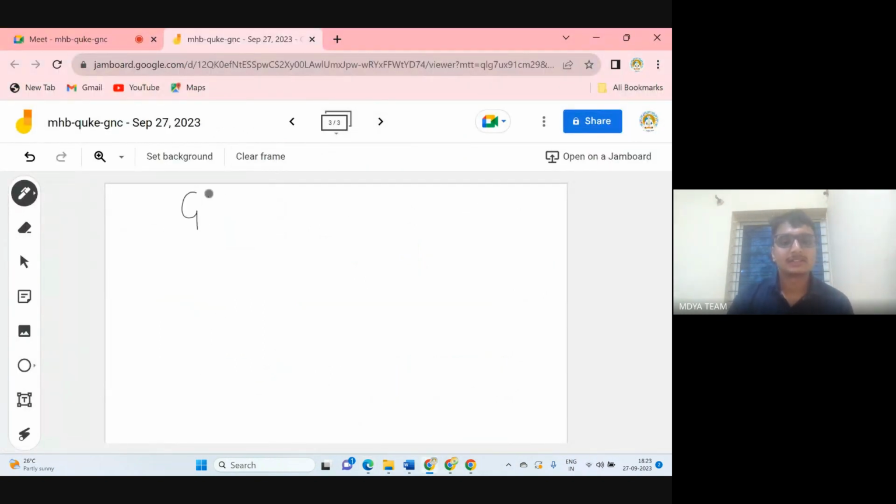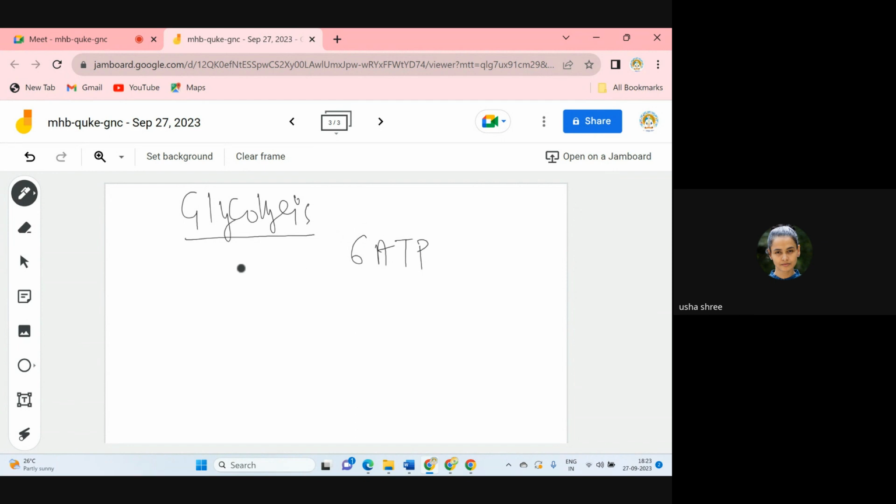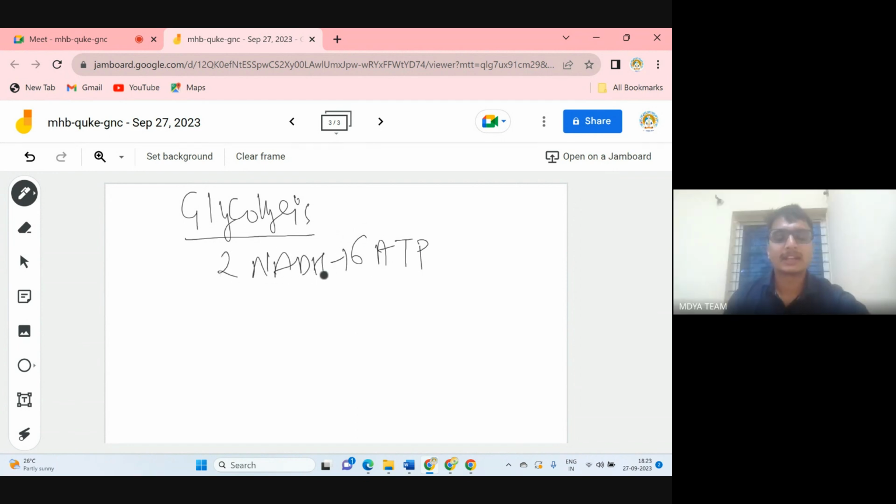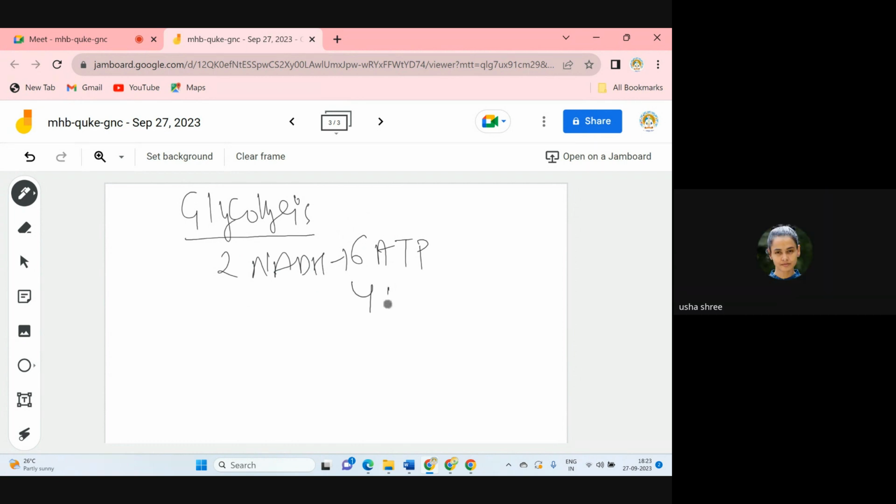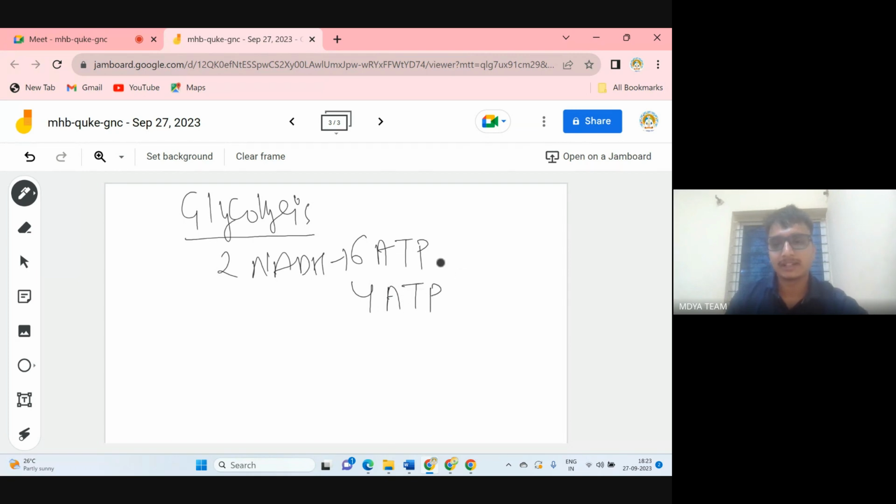In glycolysis, how many ATP are being produced from one molecule of glucose? 6 ATP out of 2 NADH molecules. We are getting 6 ATP from 2 NADH molecules, and 4 ATP were already there. So 10 ATP are produced from glycolysis.